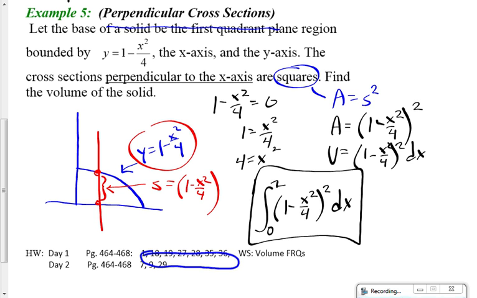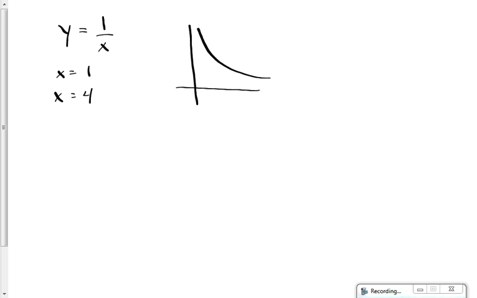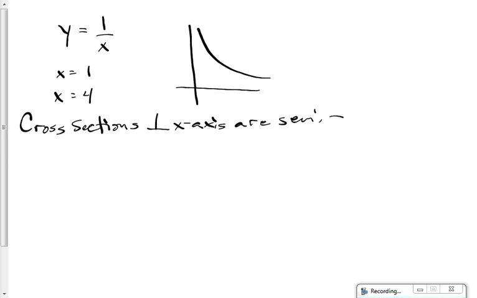Let's do this. The one that I showed briefly was y equals 1 over x, wasn't it? Y equals 1 over x looks like this. And let's go from x equals 1 to x equals 4. And let's say that the cross sections perpendicular to the x-axis are semicircles. Semicircles or semicircles? Do you care? Semicircles. Okay?